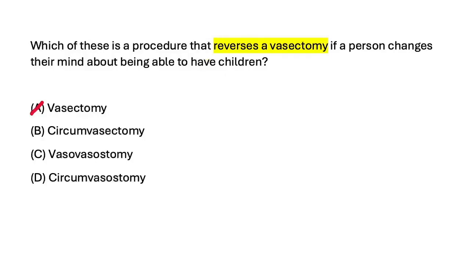Next up, I'm going to eliminate two options at once. Option B, circumvasectomy, is not a real option. This is not a real medical procedure. Neither is option D, circumvasostomy. These are simply made-up distractors that sound scientific, but they are not the correct choices. So that leaves us with the right option, which would be C, vasovasostomy. A vasovasostomy is the recognized reversal surgery of the vasectomy. In this procedure, a doctor will reconnect the vas deferens, or the muscular tube, that transports sperm where it was previously cut. However, this procedure is not always effective.